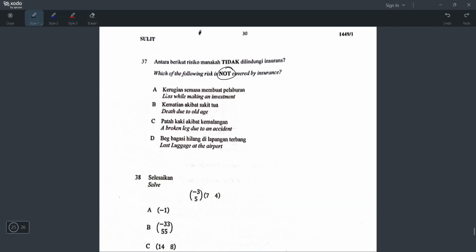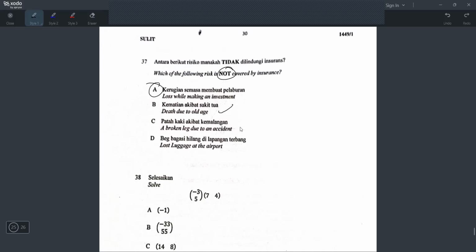Okay, let's read A. Loss while making investment, kerugian semasa membuat pelaburan. Okay, the answer is A. Because when you make investment, the insurance doesn't cover this, because this is not a risk. Okay, we just read B. Death due to old age. Yeah, there's even one insurance for this. It's called the death insurance. Insurance kematian. So this one memang insurance ada cover.